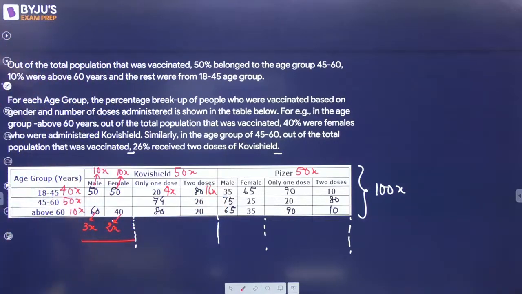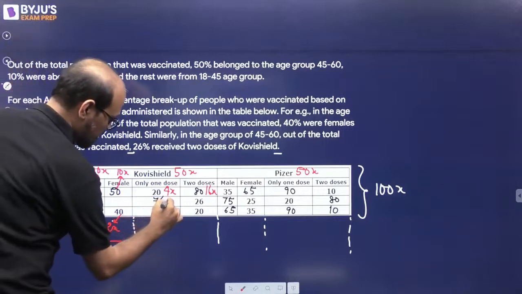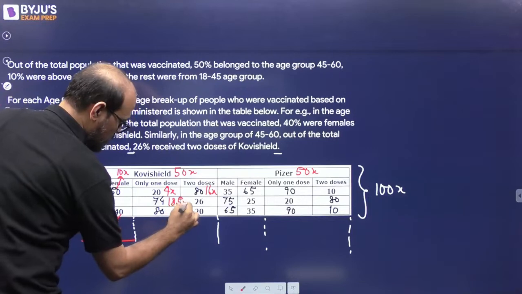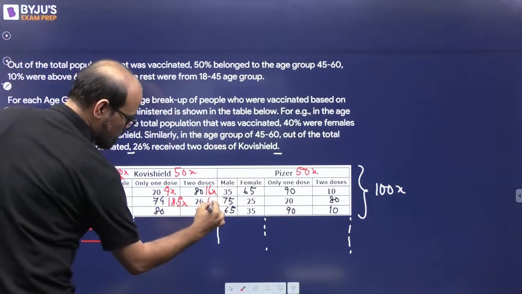Next is 74% of 25x. 74% of 25x. 25x का 74%, it's going to be 9 के टेबल में $18.5x. This should be 25x, so this should be remaining 6.5x.